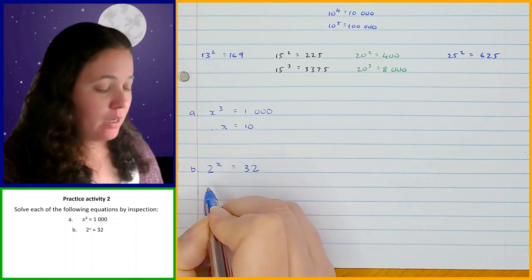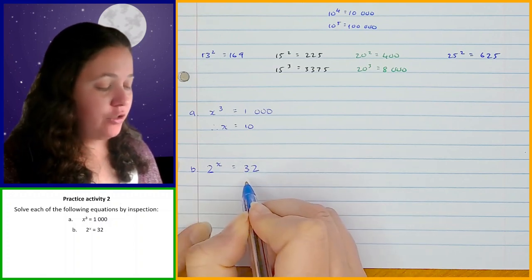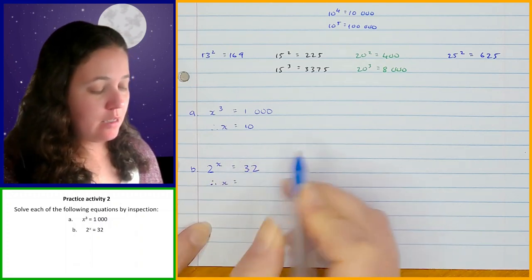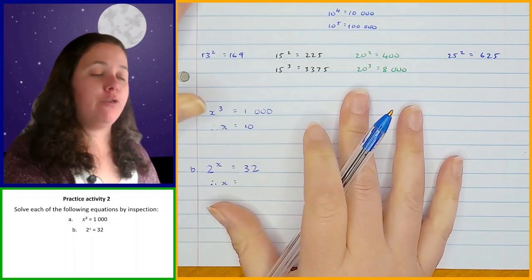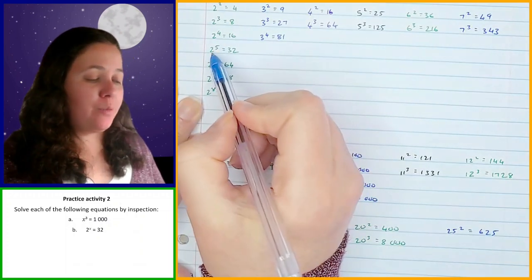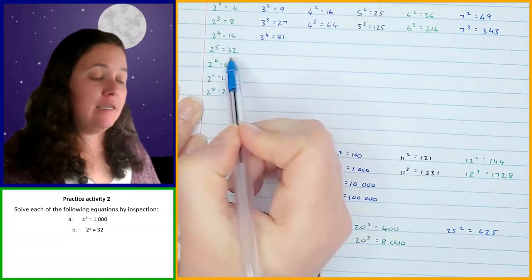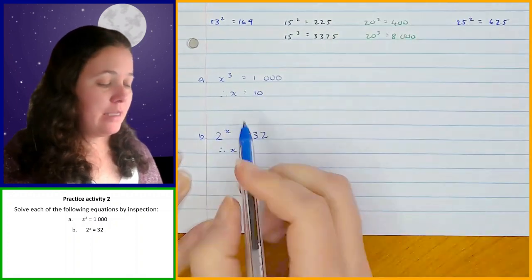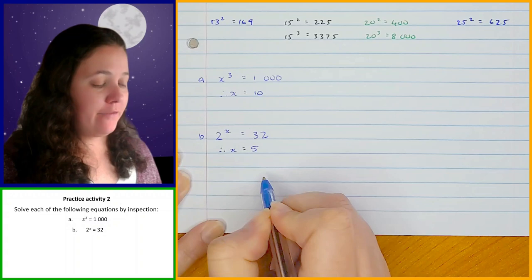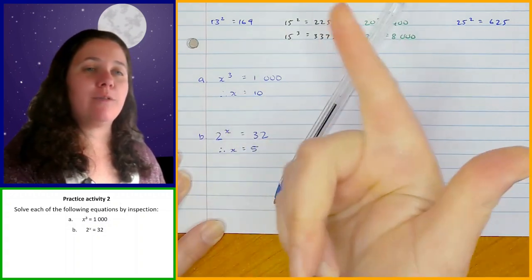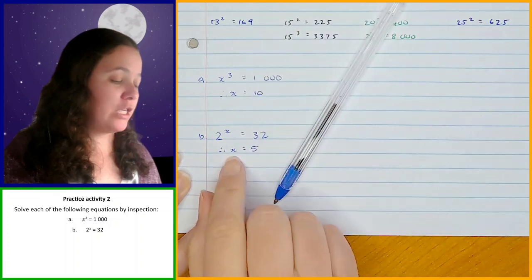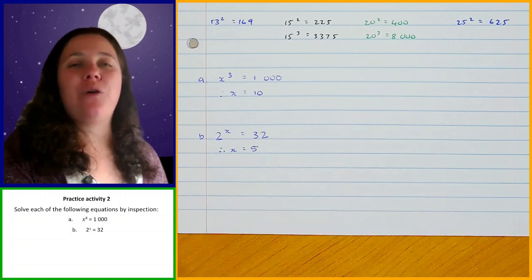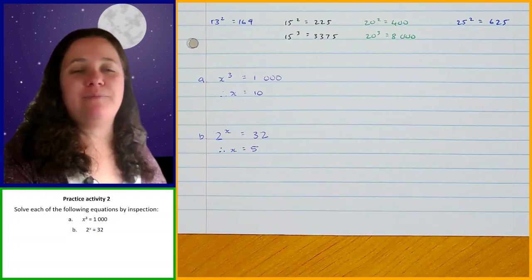Then the next one, we've got 2 to the power of x equals 32. So 2 to the power of what will give me 32? 2 to the power of 5. Now we did go through that. That was one of the ones that we had over here. 2 to the power of 5 is 32. If you know that, you don't have to work it out. So you could write straight away over here that x is equal to 5. 2 times 2 times 2 times 2 times 2, and if you worked it out, you would have got 32 as well. Okay, so that is how we work with equations where we're solving them by inspection.